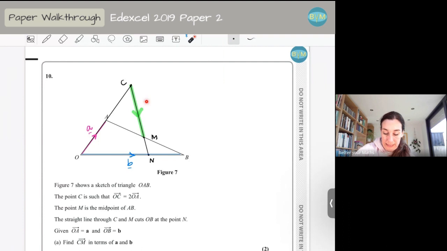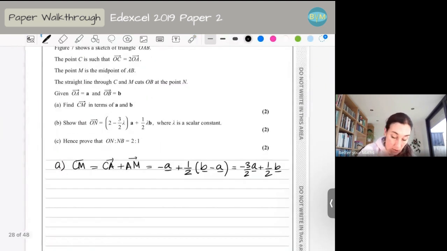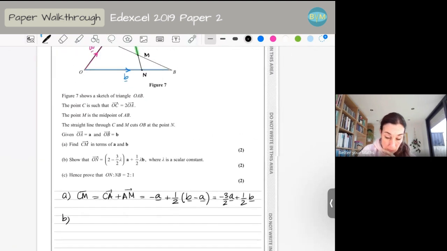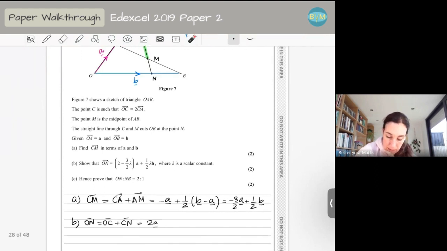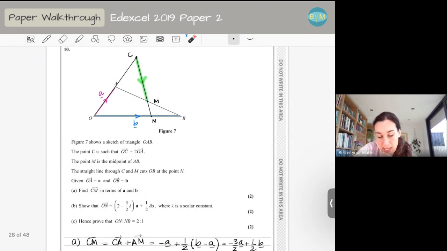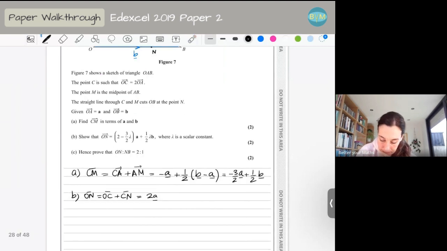So ON is OC plus CN. This question is a bit complicated too. When you see it, it's okay. If not, it takes some time to figure it out. So ON is going to be OC plus CN. OC is 2A. They give it to us. And CN is going to be a scalar multiplied by CM, and we found CM before. So it's this one: minus 3/2 A plus 1/2 B.